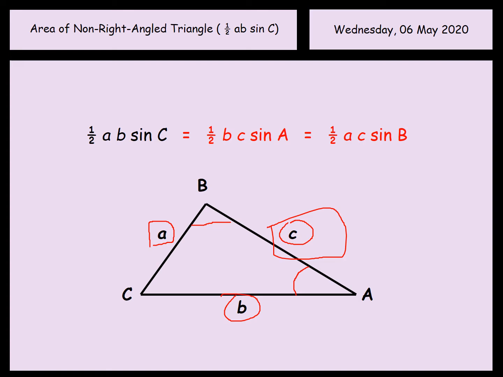Same here with angle B. Same here with angle C. So if you've got angle C, you need A and B. Angle A, you need B and C, and so on and so on and so on. Okay, so fundamentally this is the one that we're going to use. I tend to just relabel my triangles. It's just easier that way.